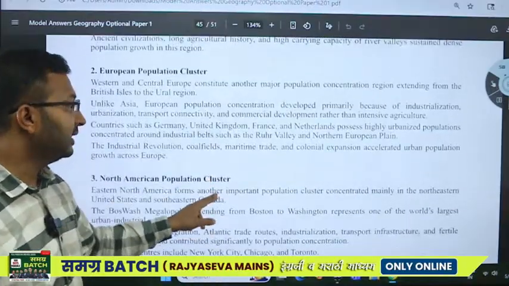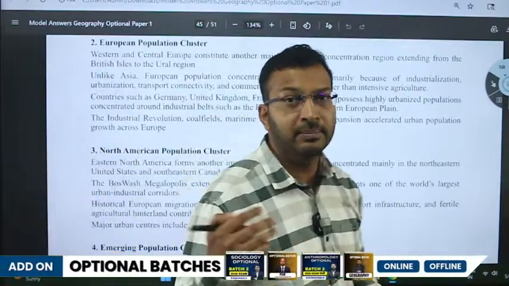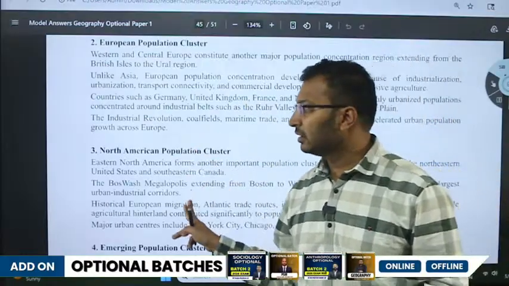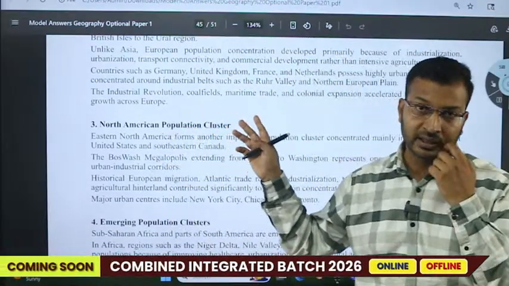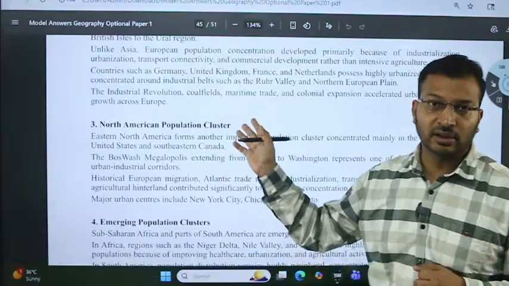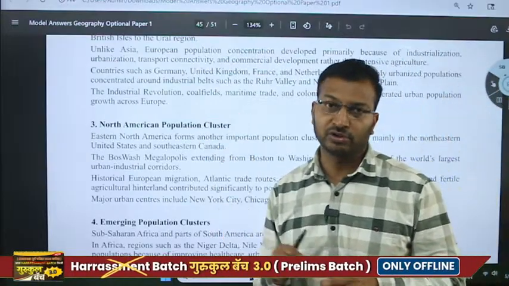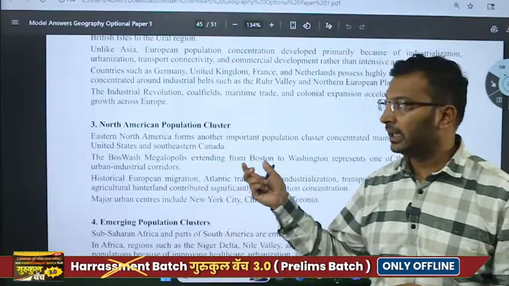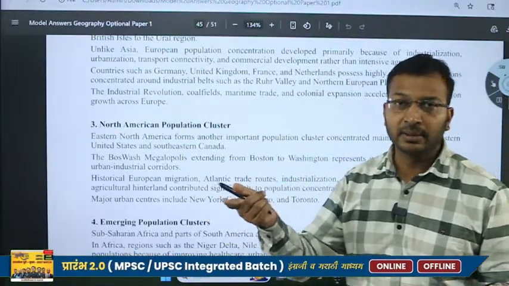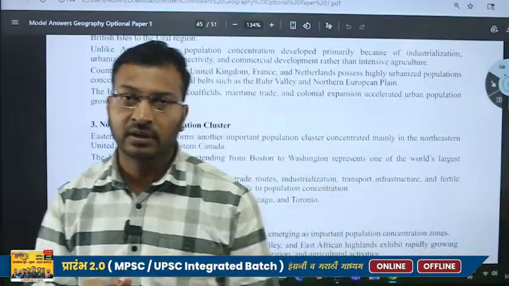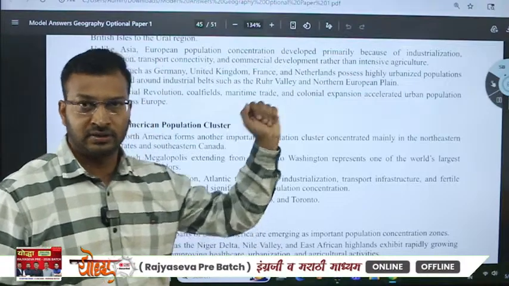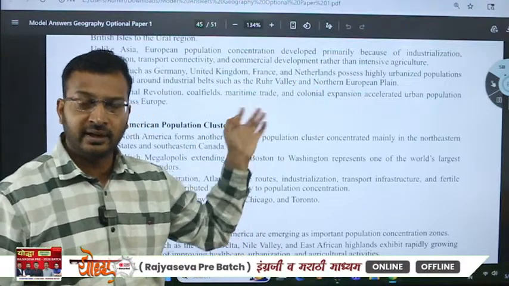Then recently, because of extreme migration from Europe, and now also from Asia, there has been a large population concentration in North America as well. On the northeastern coast of the USA and the southeastern coast of Canada, we find large population concentration. The major factor here is migration. In the industrial revolution period, phase 1, most of the people from Europe migrated to the Americas, Canada and USA.